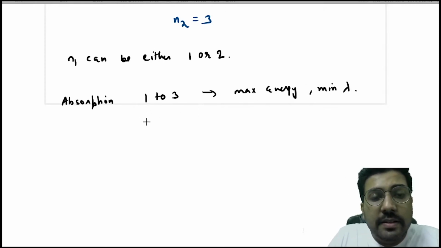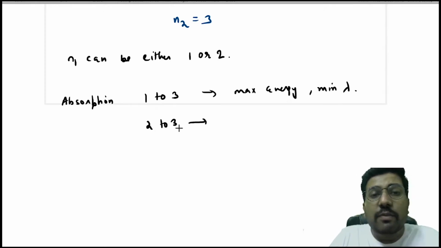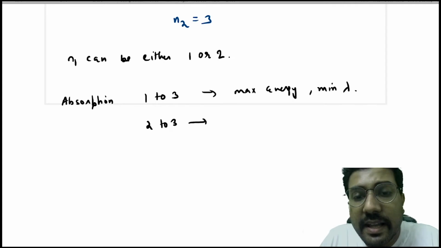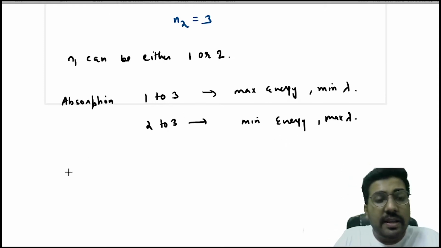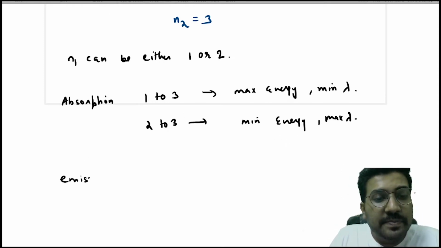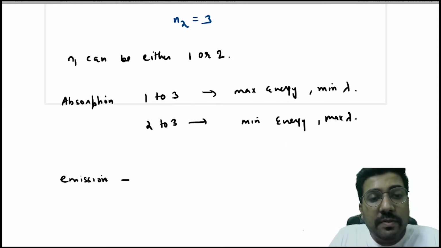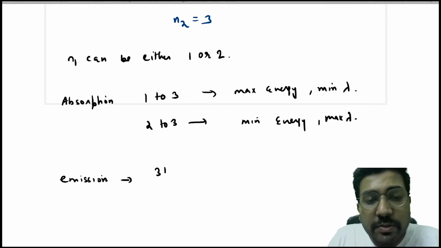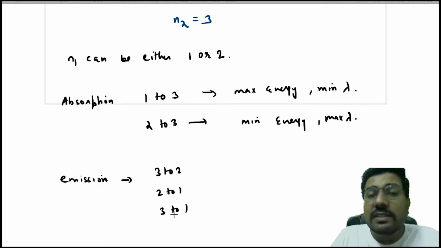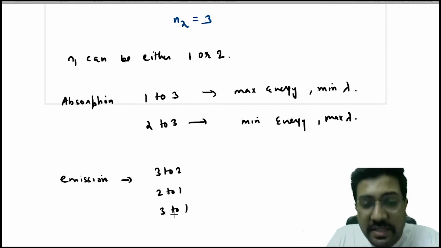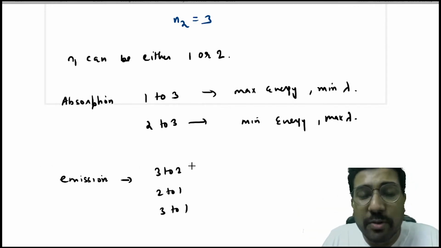And from 2 to 3, you will say that it has minimum energy and maximum wavelength. Okay, now emission. When there is emission, then it will be 3 to 2, 2 to 1 and 3 to 1. Obviously all these 3 lines will not come from a single atom. There are many atoms, there are crores of atoms.